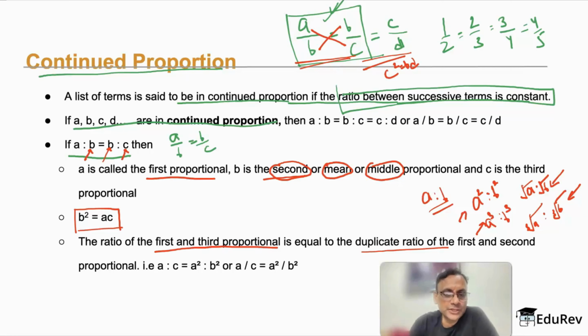So the ratio of the first and the third proportional, which is A by C, is equal to the duplicate ratio of the first and the second proportional, which is A square upon B square. This is also an important feature which we can use in some of the questions.